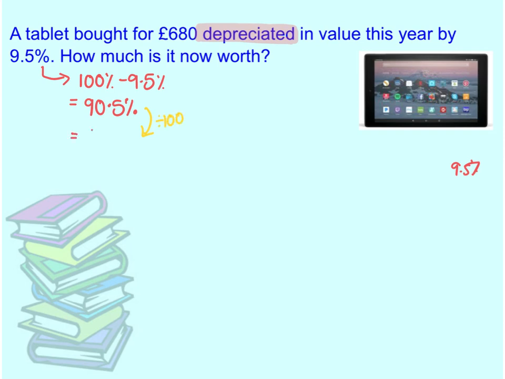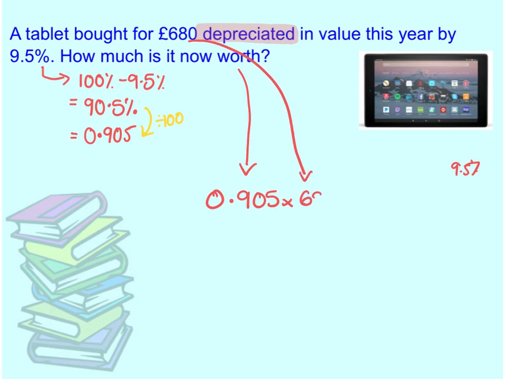And that is 0.905. Okay, so to find out how much the item is worth, all I need to do is 0.905 times what it was worth last year. Okay, 0.905 times 680.